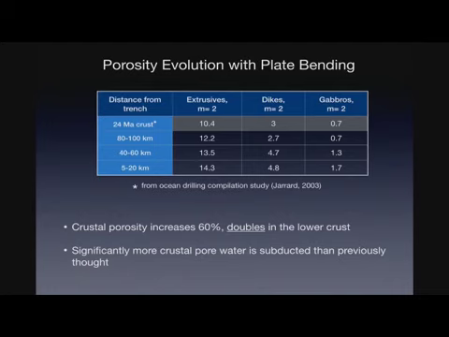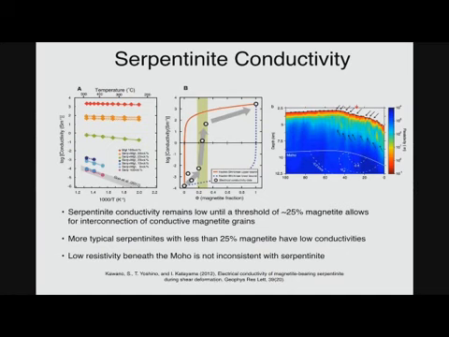So basically, you can say that there's about twice as much water being subducted, at least free water in the crust being subducted due to the bending fault. So that was sort of a first big result from the CSEM data.